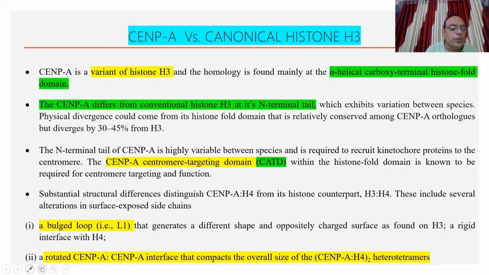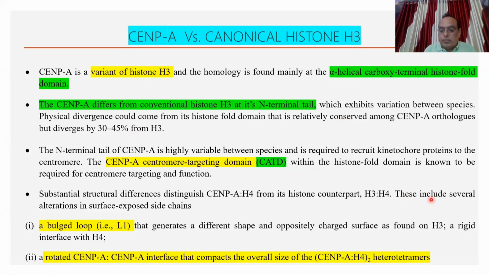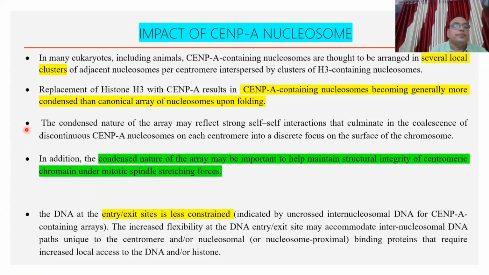I want to show you on the same screen. Here you have that slide which was exhibiting the structure, and we can see that this C terminal shows homology. That is, the C terminal is almost similar in histone H3 as well as CNPA, but the N terminal is different. The condensed nature of the array may reflect strong self-self interaction.